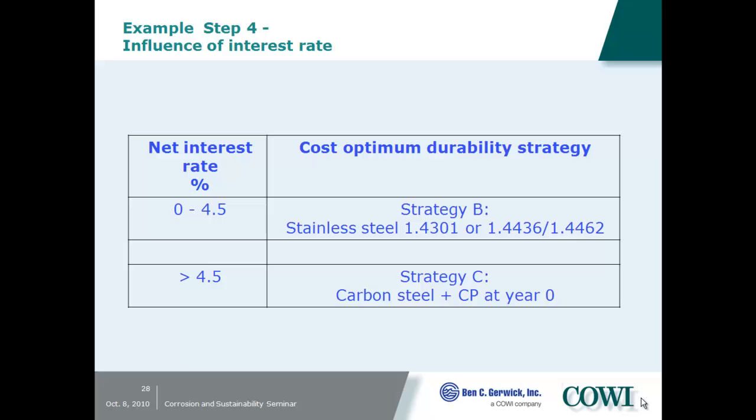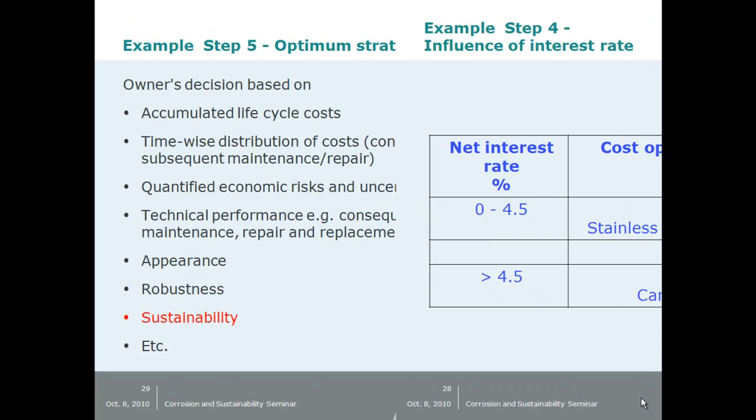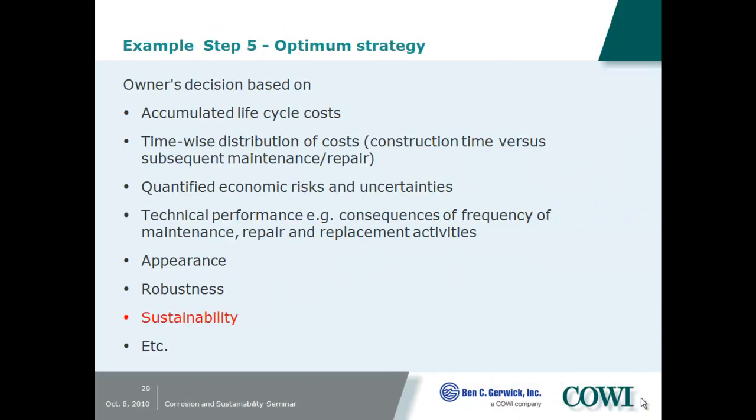So the interest rate has a huge impact on what the optimum solution would be in this case. So that's a discussion with the client that they need to set forward what the relevant interest rate should be. Of course, the owner can then decide based on not only the life cycle costs, but also what risks, quantified risk, economical risk and uncertainties.